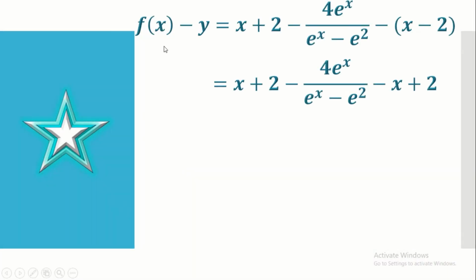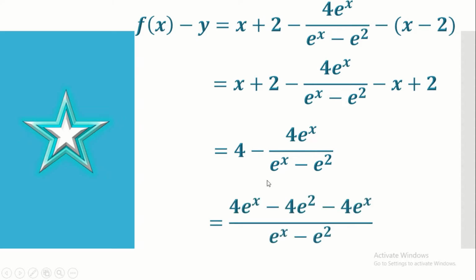Note that if we calculate f of x minus y, we have just calculated it in the previous part. It gave us 4 minus 4 exponential x over exponential x minus e squared. Now let's study its sign, if it's positive or negative. First of all, we can transform into the same denominator. 4 is 4 over 1. It gives us 4 exponential x minus 4 e squared minus 4 exponential x over exponential x minus e squared.